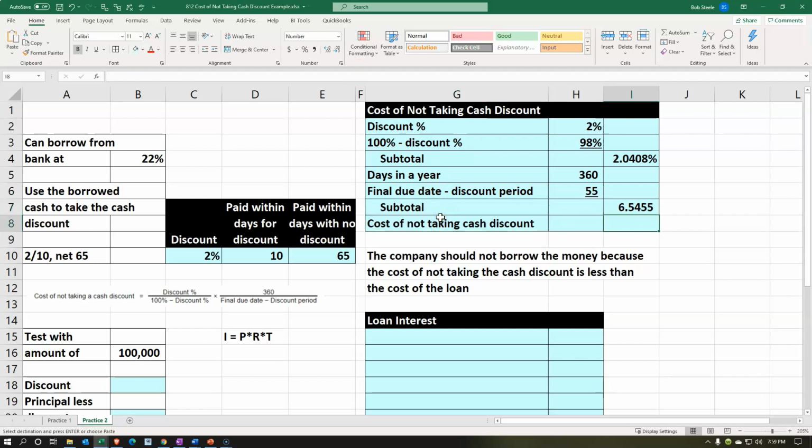So cost of not taking the discount finally being equal to the 2.04 and so far percent times the 6.5455 something percent. And we go to the home tab, number group, percentify that. Let's add a few decimals there. Let's add an underline up top, going to the home tab, font group, and underline. So note here, now this number, the cost of not taking the discount, is lower than what we can finance for. And therefore, we would say, no, we don't want to take the discounts if we have to finance the purchase at the 22%. We'd rather just wait until the time period passes, the 65 days under that condition.